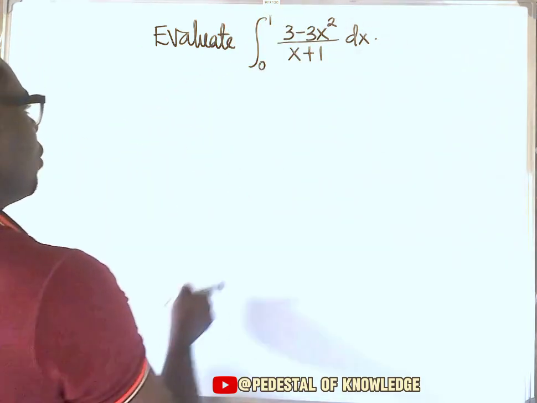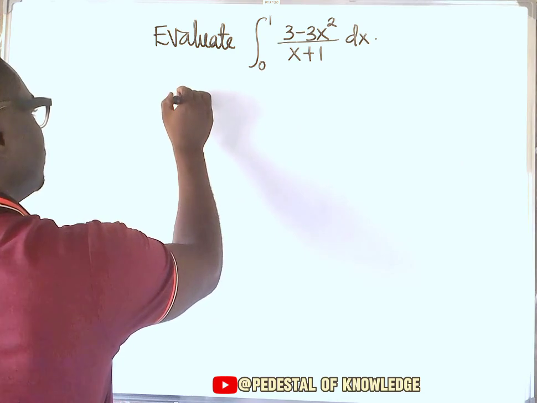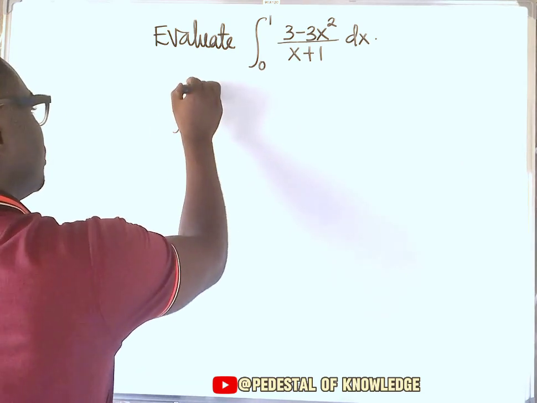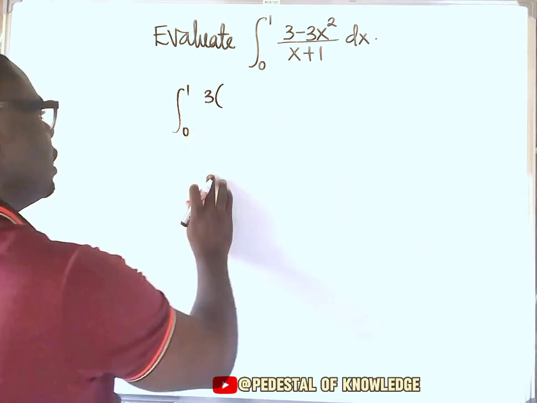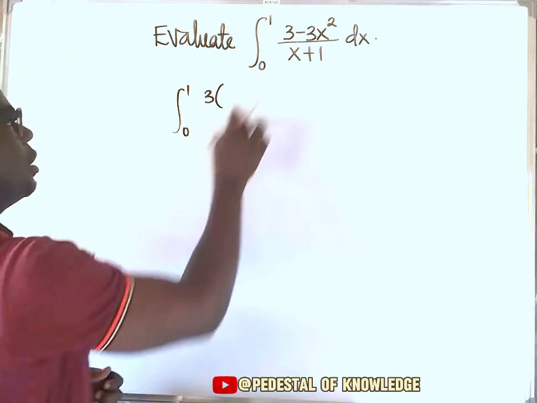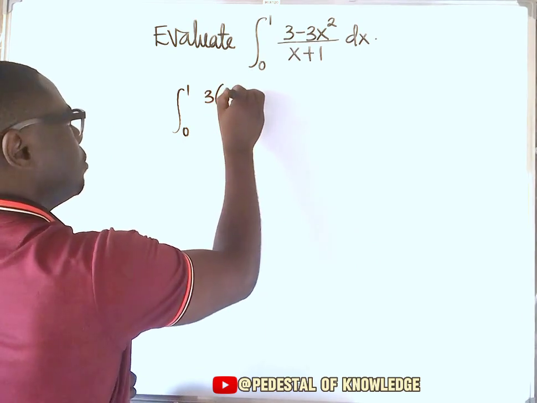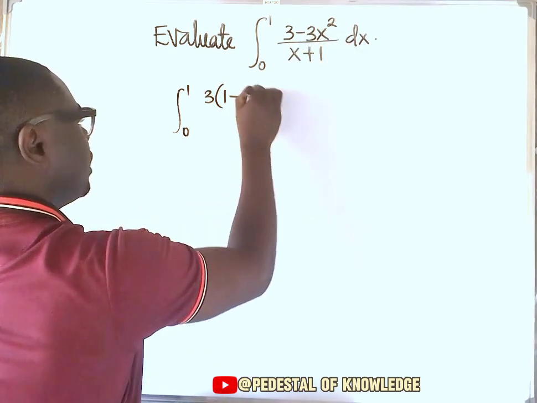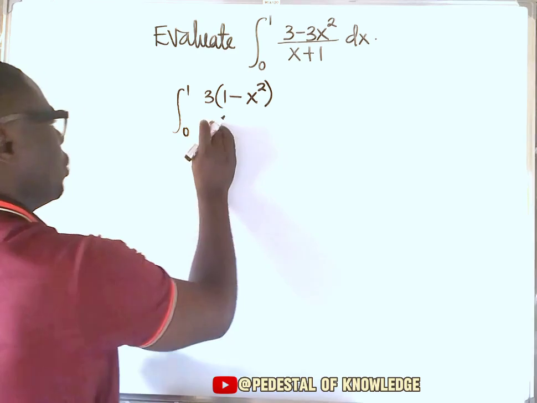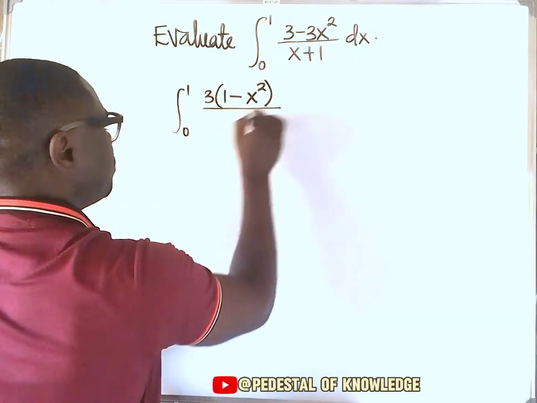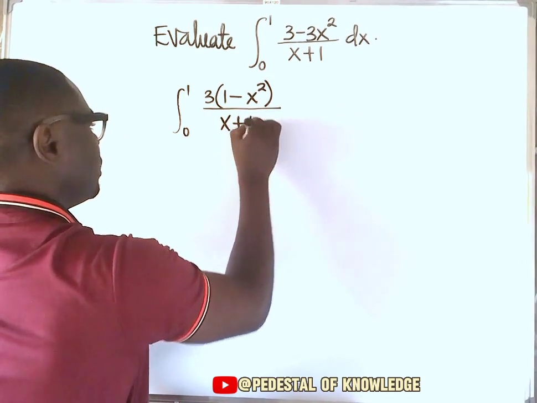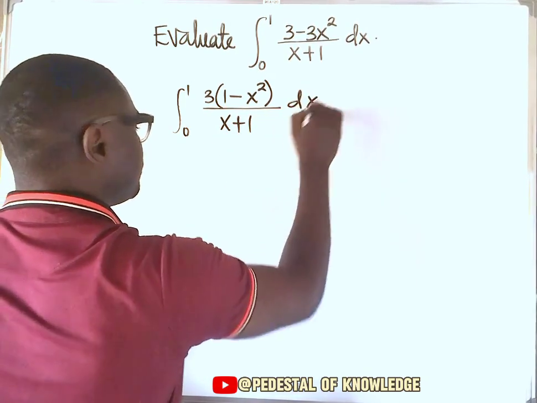So we're going to have the integral from 0 to 1 of 3, then put a bracket, and place whatever remains inside the bracket. What remains here is 1 minus x squared, because when you multiply this by 3, we're going to have this. So now, divided by x plus 1 dx.